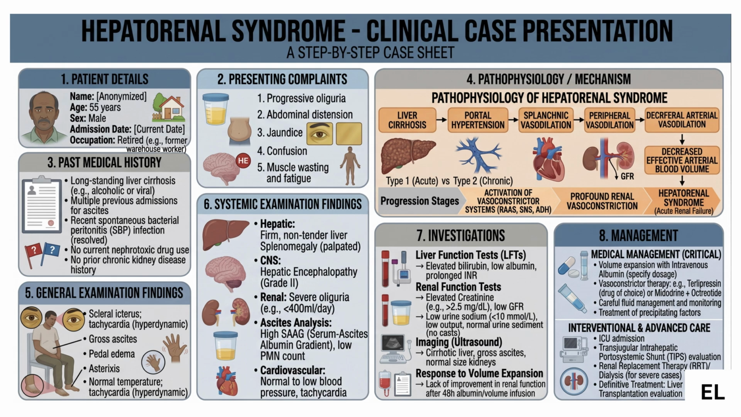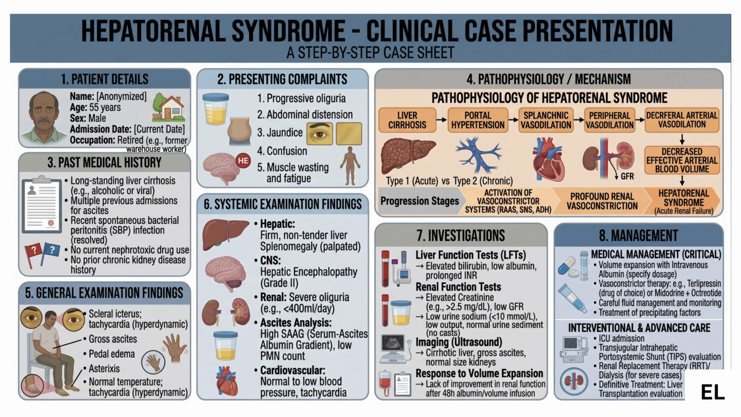One important laboratory clue in HRS is very low urine sodium, often less than 10 millimoles per liter, because the kidneys avidly retain sodium in response to perceived hypovolemia. Urine output is markedly reduced, but urine sediment remains relatively normal because there is no intrinsic renal structural damage. Imaging studies, such as ultrasound, show features of cirrhosis and massive ascites, while the kidneys appear structurally normal in size and morphology.